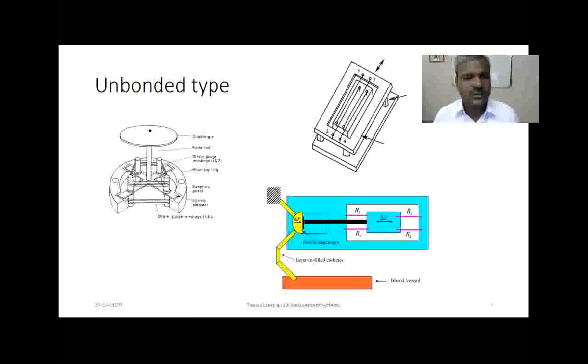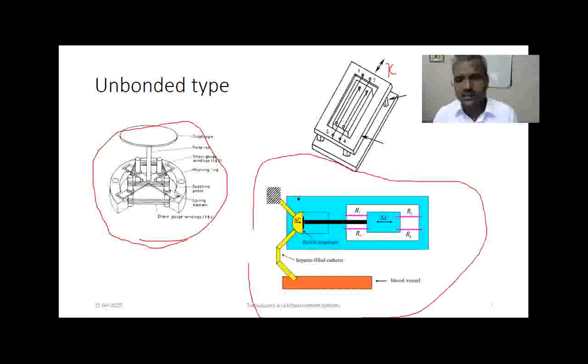So this is an example of a bonded type strain gauge. This is used for angular displacement, whereas this is for linear displacement or linear force, tension or compression. These two are unbonded type. This is the best example of an application for the unbonded type of strain gauge.